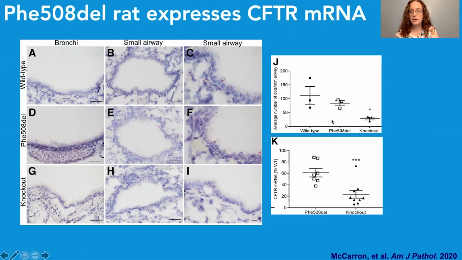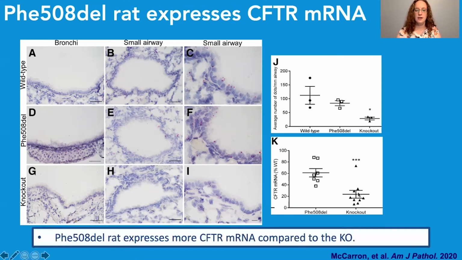When this was quantified, they found that the F508 has a reduced number of dots compared to the wild type, although the knockout is significantly lower. And as a function of wild type, the F508 generates about 60% of CFTR mRNA compared to about 25% in the knockout. So the F508del rat expresses more CFTR mRNA compared to the knockout.